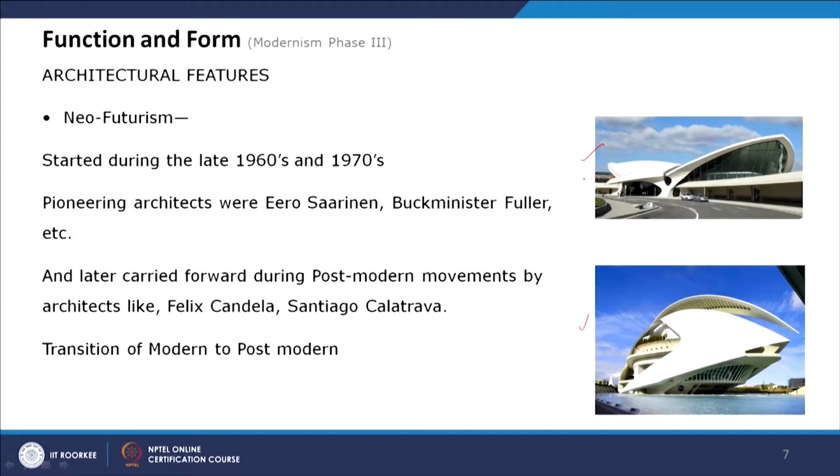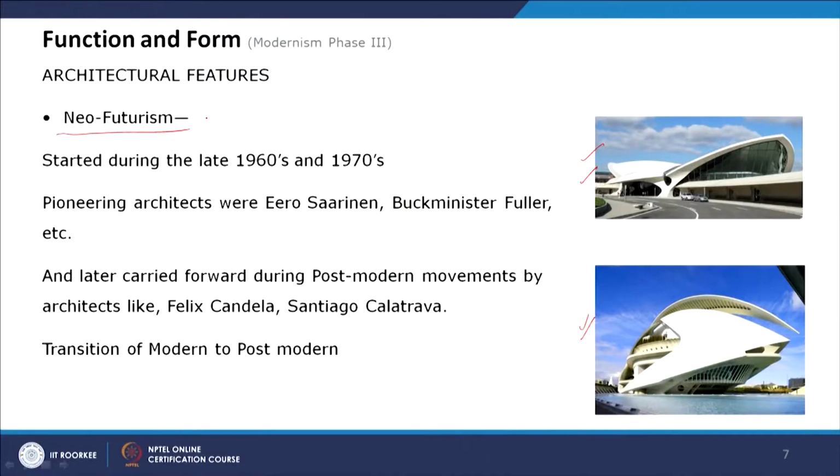This is a building designed by Eero Saarinen in the modernist era, in the 1970s, but this is designed by Calatrava in Valencia, the Art and Science Park in Valencia, which was designed much later, but has a similar philosophy of taking the shell structure as an aesthetic element and the form of the building.